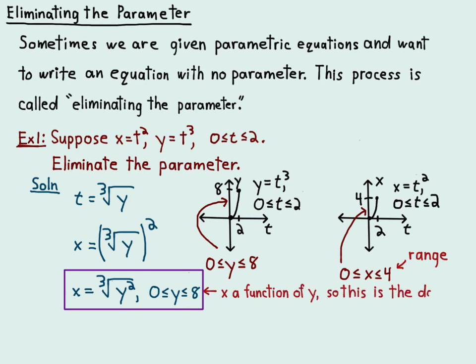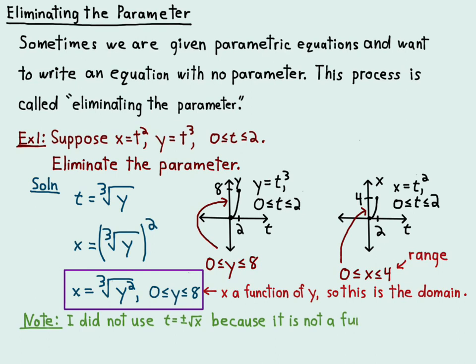So I just made a note of this. X is a function of y, so this is the domain, so you don't get confused. I thought the domain was y. Yeah, but we kind of switched the roles of x and y here. So you have to be able to do that. So I just made this note I mentioned before. I didn't use t equals plus or minus square root of x because it's not a function. So the answer does not come out as nicely.